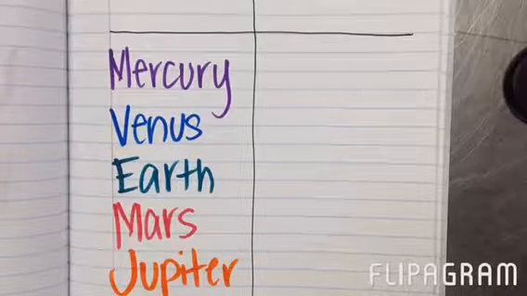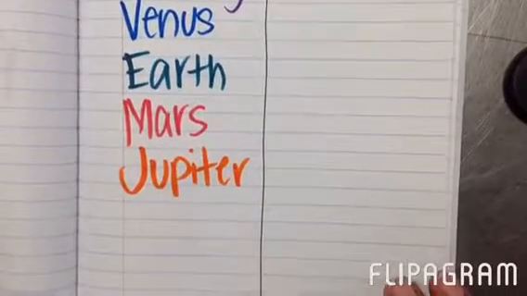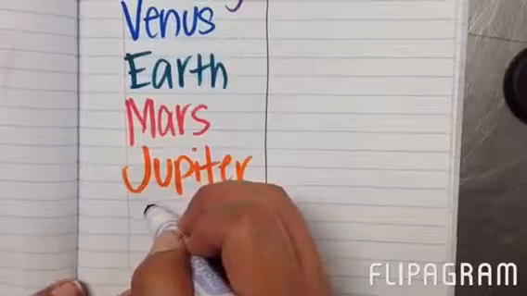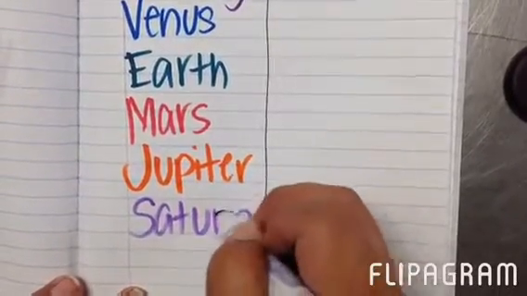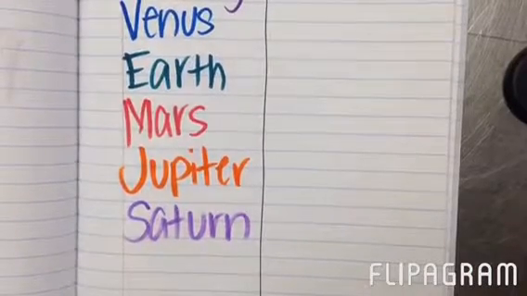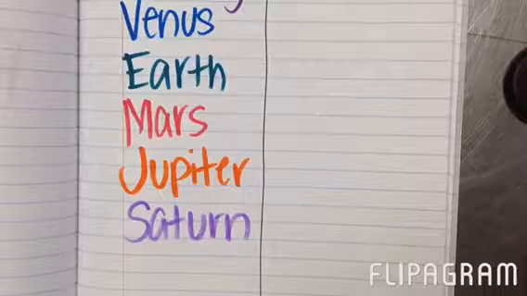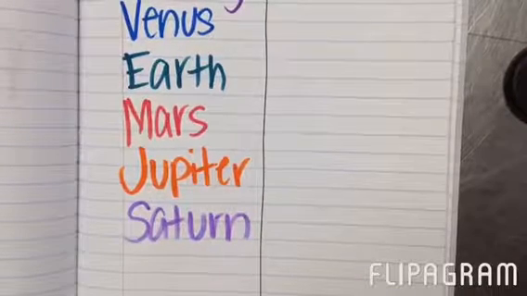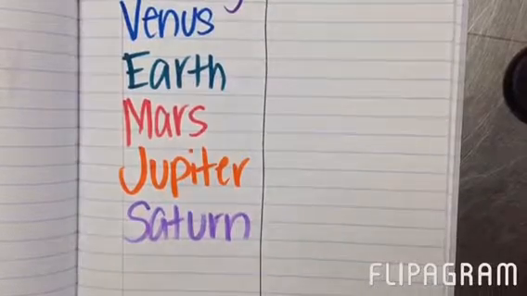The next planet is Saturn. Saturn is actually a really beautiful planet because it's got the rings. I really like Saturn. I like the rings, and once you get to research a little bit about Saturn, you'll understand that the rings are actually not made of solid material, so it's pretty cool.